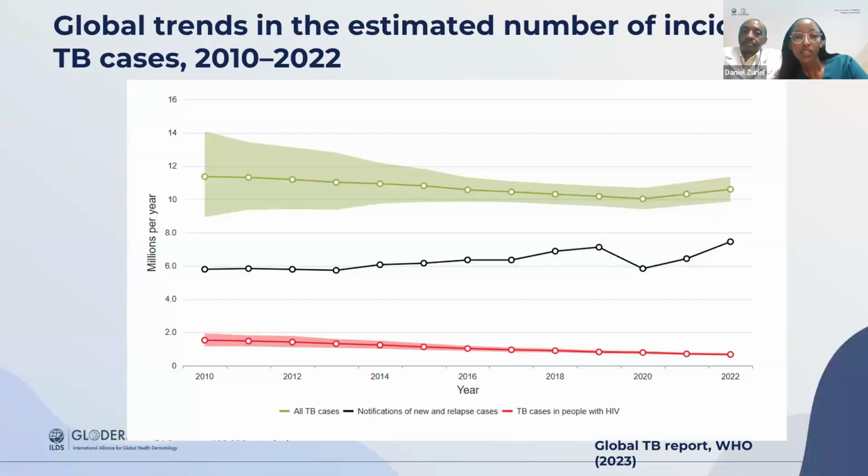And these are the global trends in the estimated number of TB cases in the time period between 2010 to 2022. And you can see that the incidence of disease had gone down, and it peaked again between 2021 to 2023. And this might have been due to underreporting because a lot of focus was being placed on COVID at that particular time.